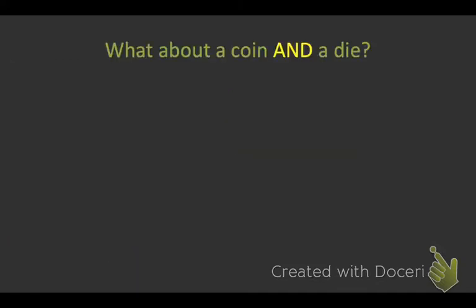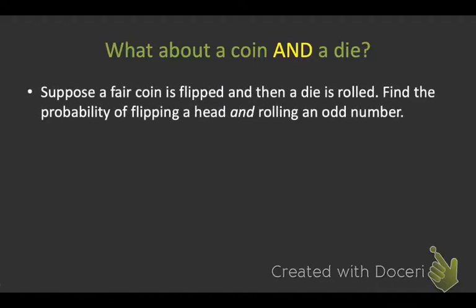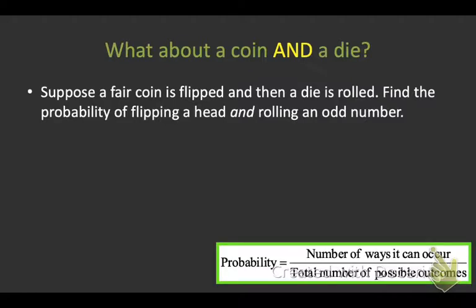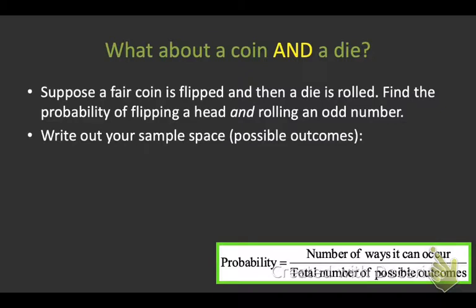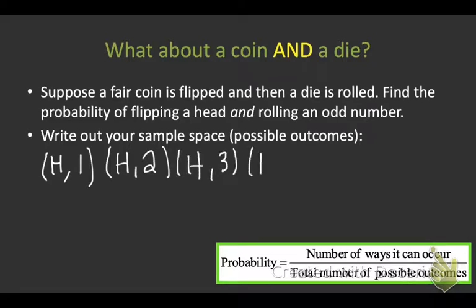All right, so what about a coin and a die? So suppose a fair coin is flipped and then a die is rolled. Find the probability of flipping a head and rolling an odd number. So the first thing you should do is write out all of your possible outcomes. Okay, so if I'm flipping a coin, I can get a heads or a tails. So let's say I get heads first, and then I roll a die, I can roll a 1. Or I could flip a head and roll a 2. Or I could flip a head and roll a 3, a head and roll a 4, a head and roll a 5, or a head and roll a 6.